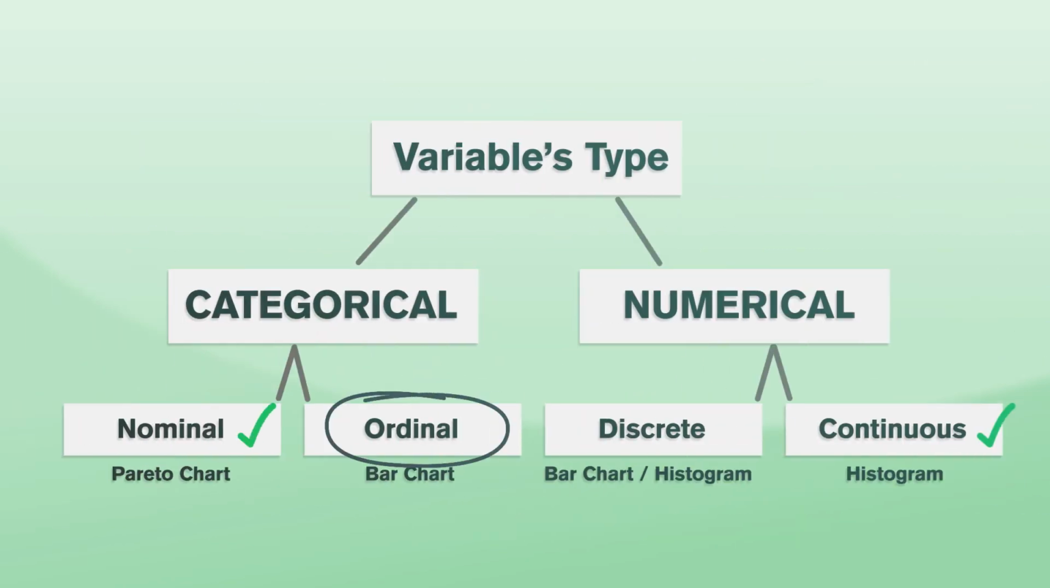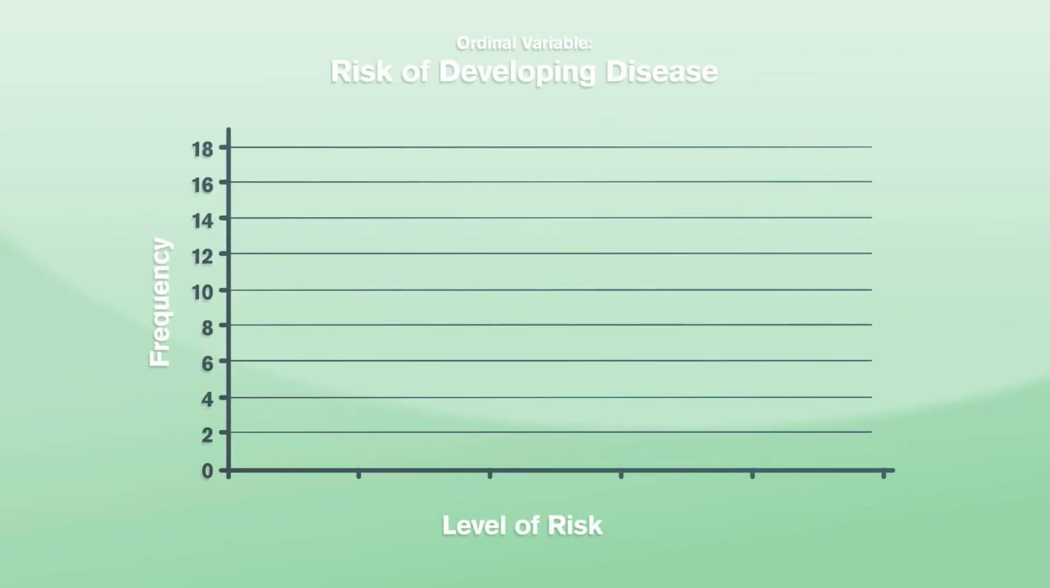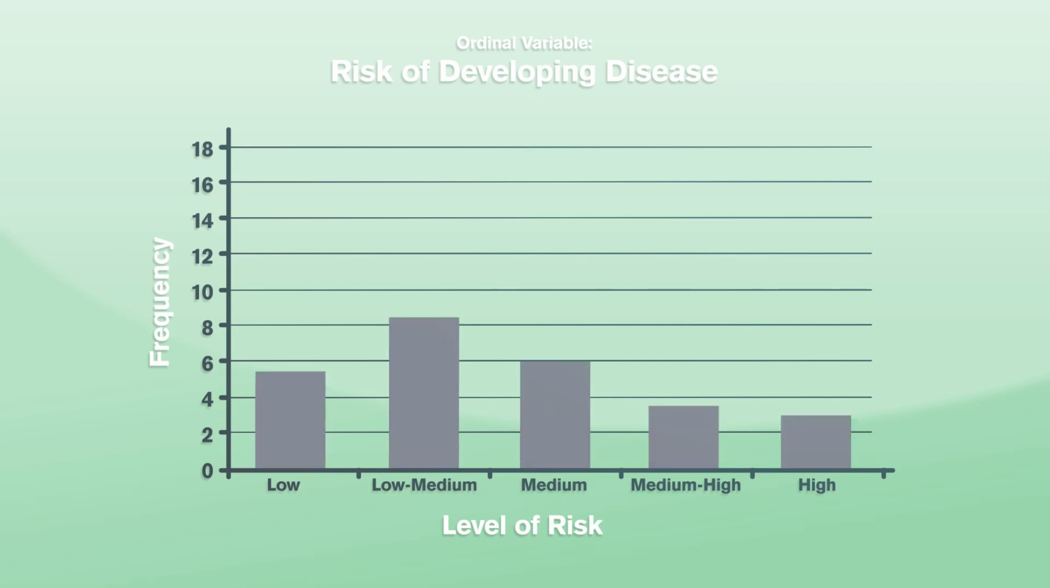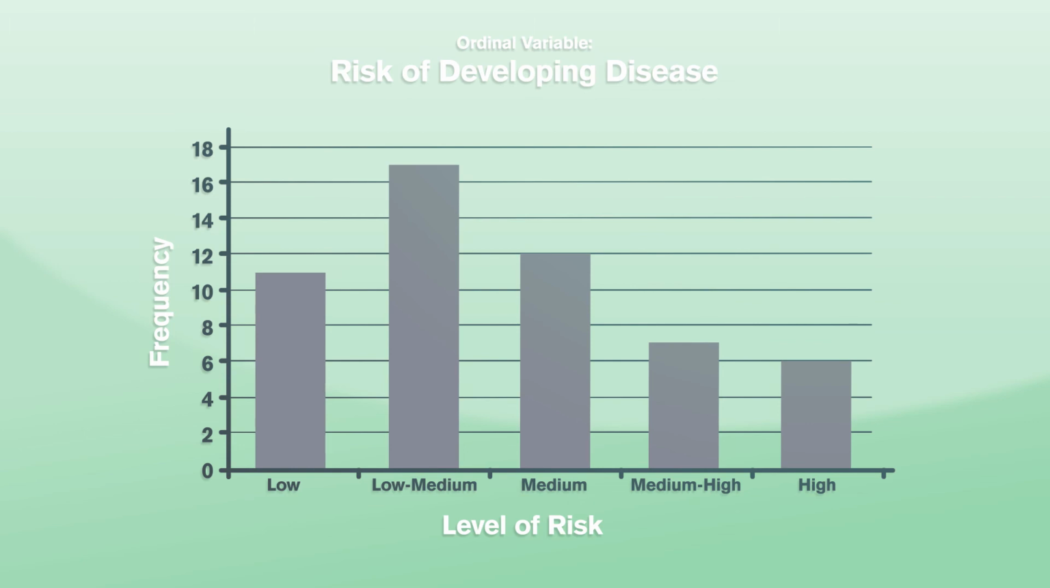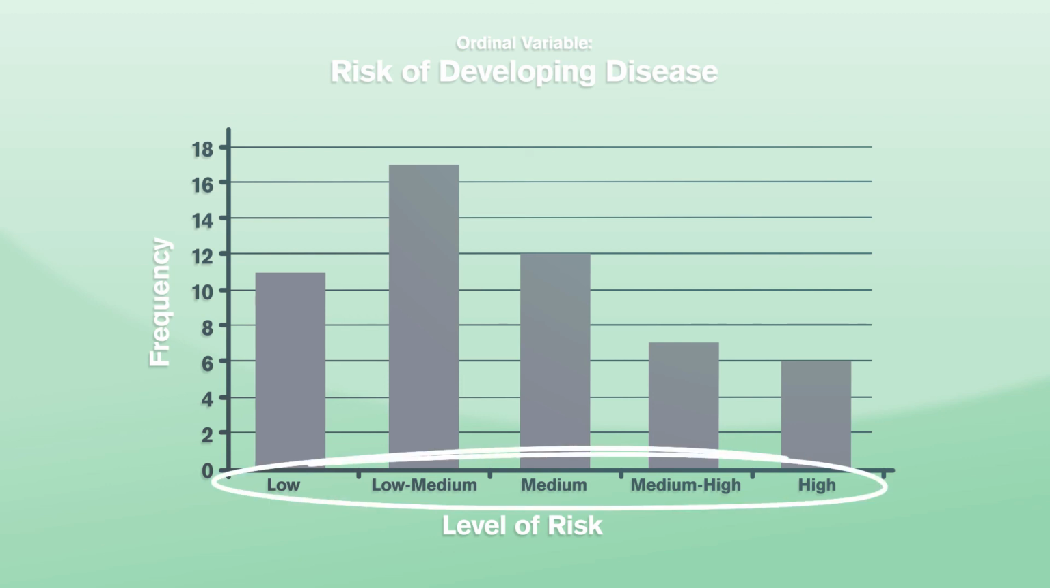Now let's consider an ordinal variable: risk of developing disease. If the possible responses are low, low to medium, medium, medium to high, or high, then we can see the categories have a natural order. Low comes before low medium, which comes before medium, and so on the scale of low through to high. We may then assess the levels of risk among a group of patients and consider their distribution of risk via a bar chart, where each bar represents the frequency of each category. Notice that the ordering of the categories is maintained. We don't reorder them based on frequency. Since we have an ordinal variable, we must retain the order.